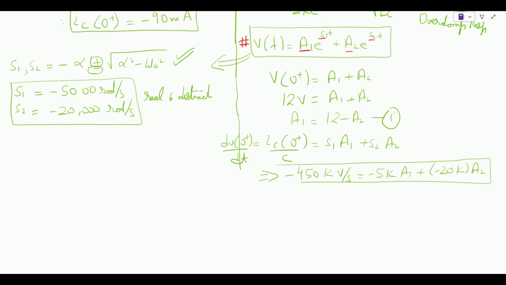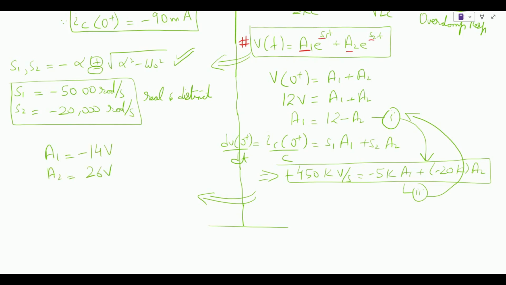So what we can do is input equation 1 into equation 2. Once we find the unknown variable, we can put that answer back into A1, and finally we get the response. I leave this simultaneous equation solution for you to find. The value of A1 comes out to be minus 14 volts and A2 comes out to be 26 volts.